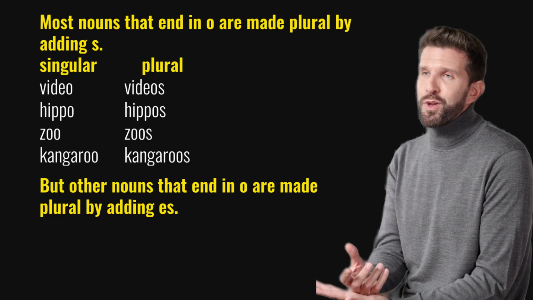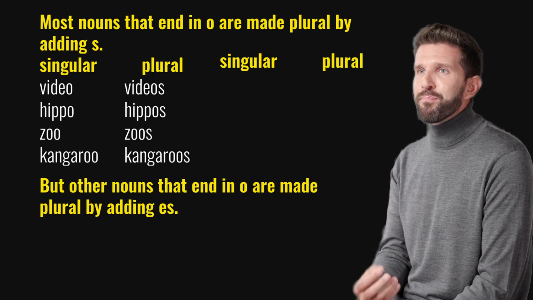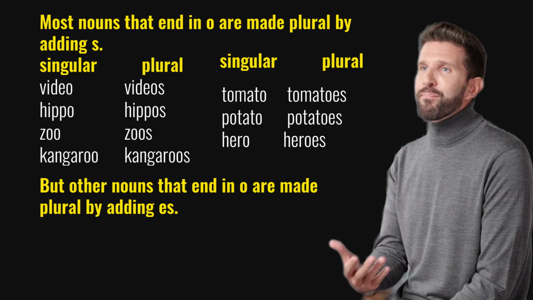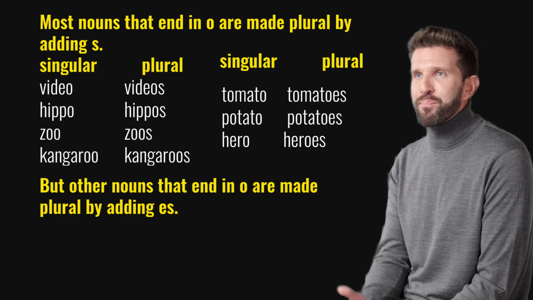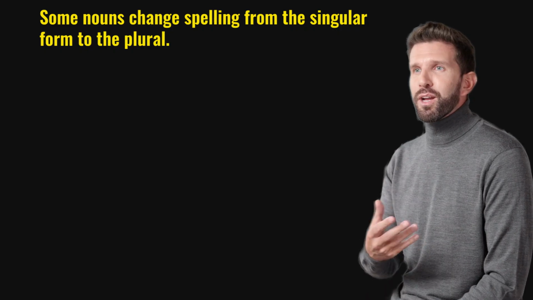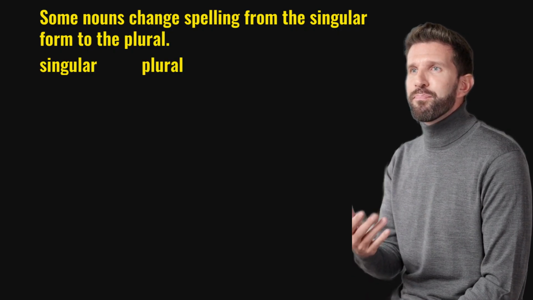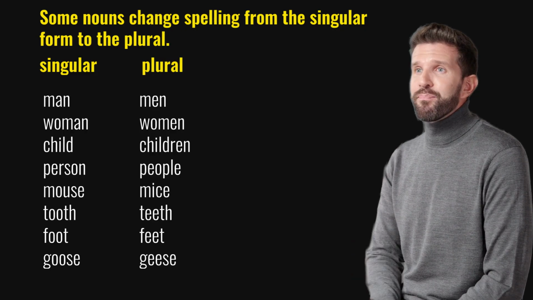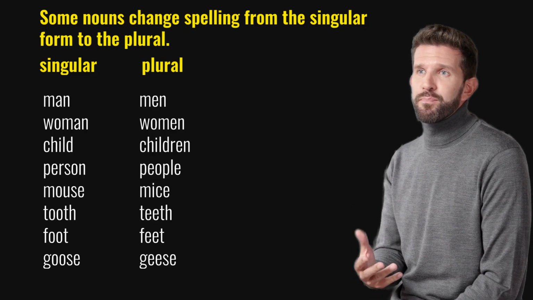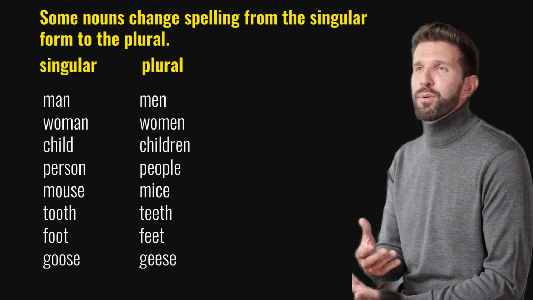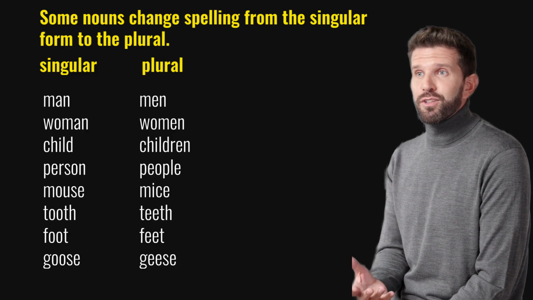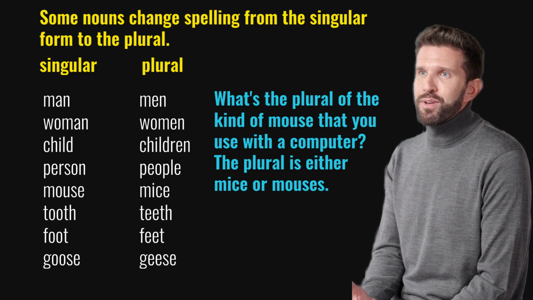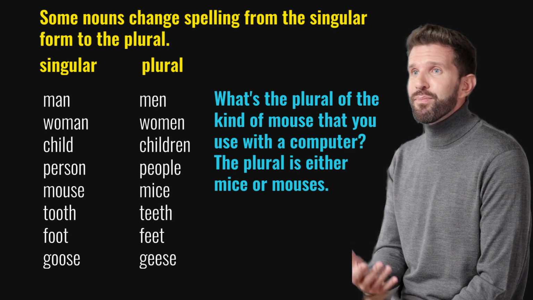But some nouns that end in o add es. For example, tomato, tomatoes, potato, potatoes, hero, heroes. Some nouns completely change their spelling. Man, men, woman, women, child, children, person, people, mouse, mice, tooth, teeth, foot, feet, goose, geese.